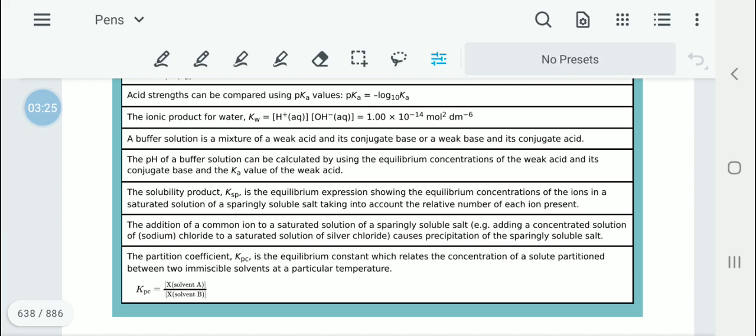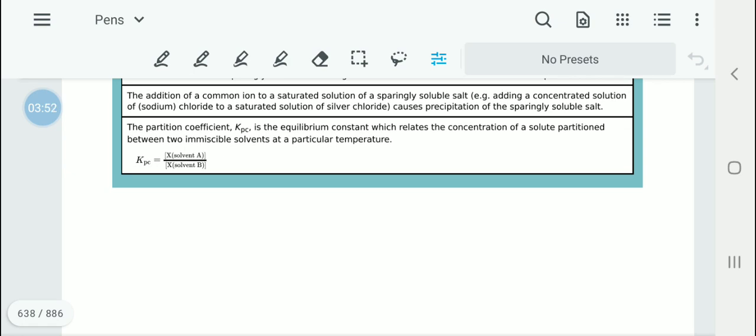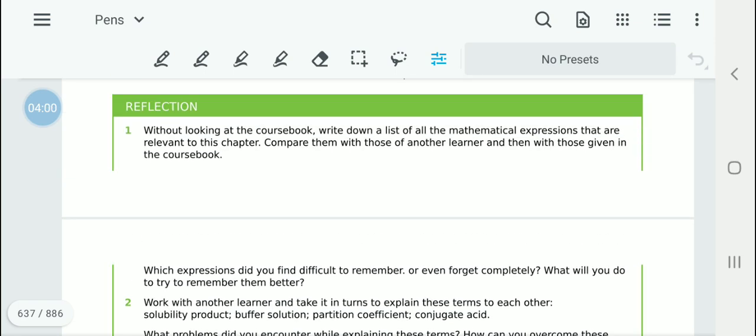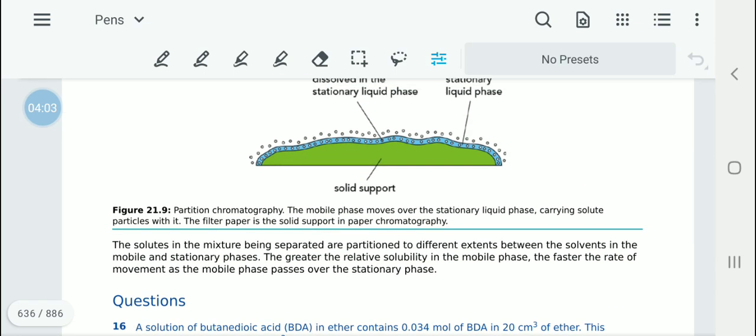Then we discussed solubility product, which shows the equilibrium expression that gives the concentrations of the ions in a saturated solution of a sparingly soluble salt, and we took into account the relative number of each ion present. Then the common ion effect is something that we discussed. And finally, we discussed the partition coefficient, which is Kpc = [X in solvent A] divided by [X in solvent B]. I hope you understood. If you have any doubts, please ask. And also do the end of chapter questions.